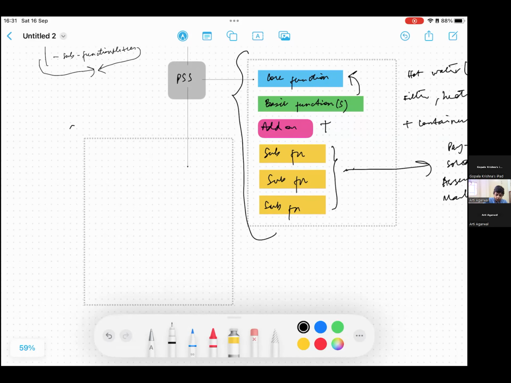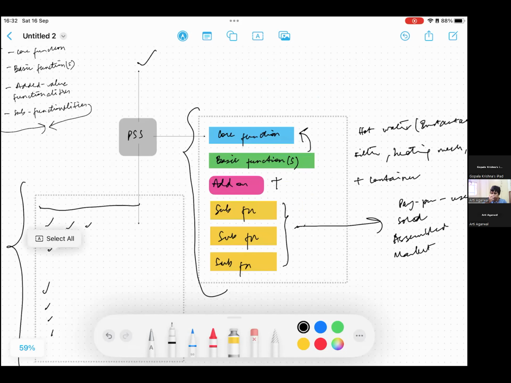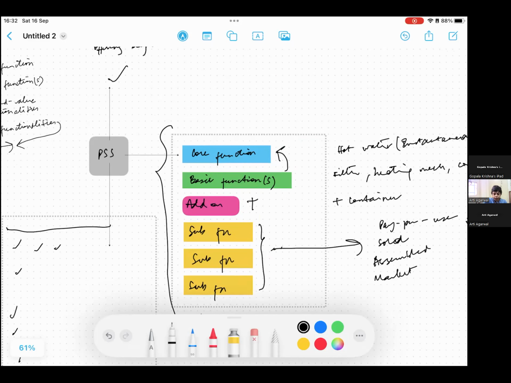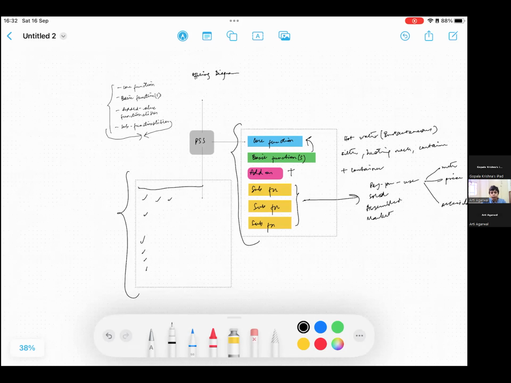This can be some other design in which even if your core function is the same, you may have different basic functionalities and then different add-ons, different sub-functions. So this is one alternative. This is another alternative. And similarly, you can have any number of these. I've filled in the box in only one, but you can have any number of boxes.